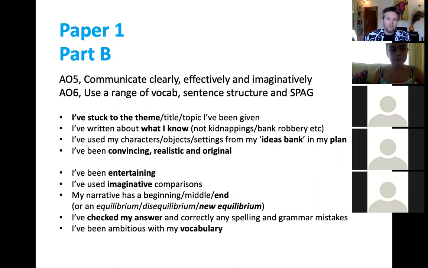The other thing is to write what you know. Some examiners say that they have lots that are about kidnappings, bank robberies. I've also read quite a lot of exam papers from students, and for some reason they like to base their stories and their characters in New York. And then it's quite obvious from reading that they've never been to New York, and I have no idea why they do that.